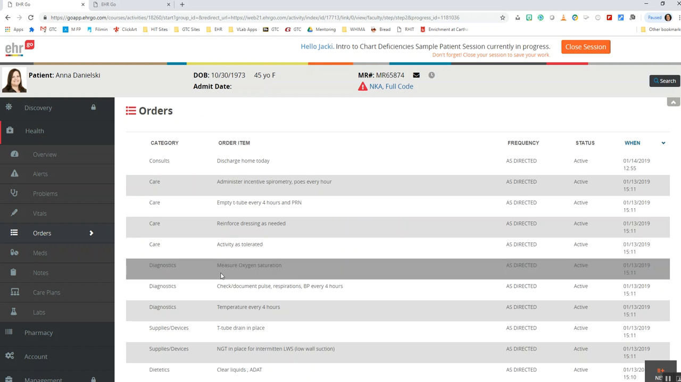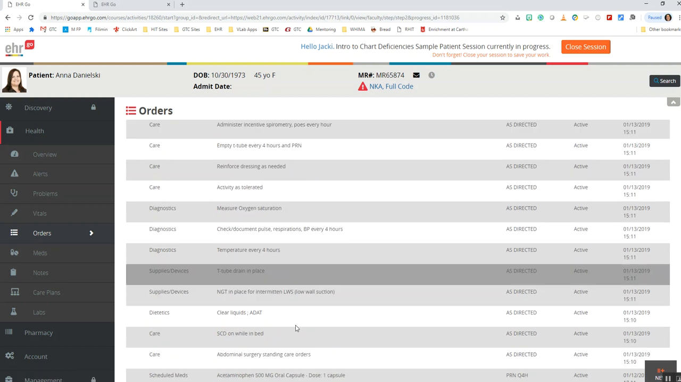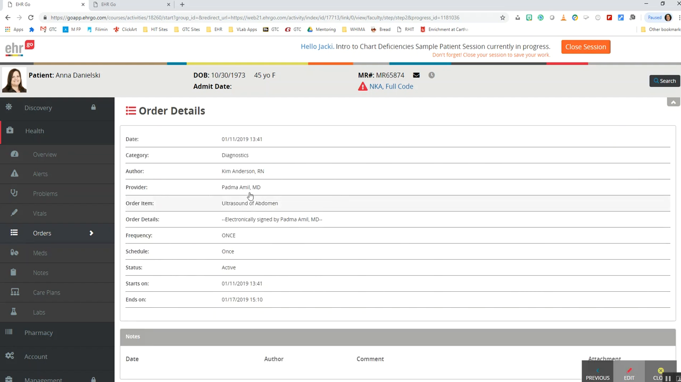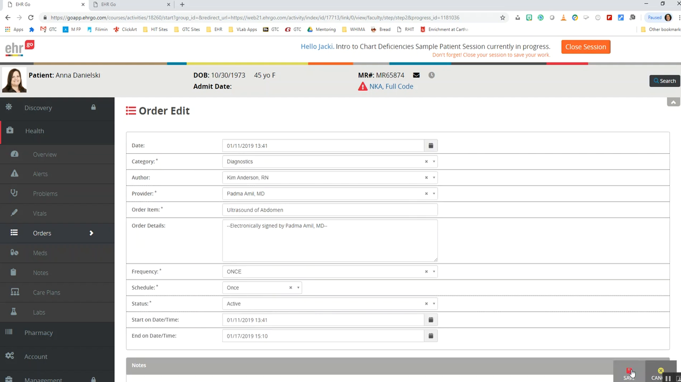So we need to look and see if we have an admit order. So we're going to stay here in our orders, and at the bottom is where we start. So notice again, ultrasound. If we click, it tells us where this was. Okay, it was on the 11th. It's an ultrasound. It was signed, so that's not our admit document.